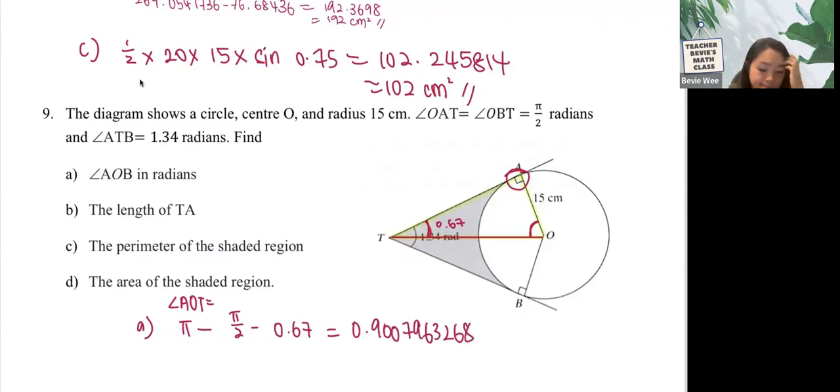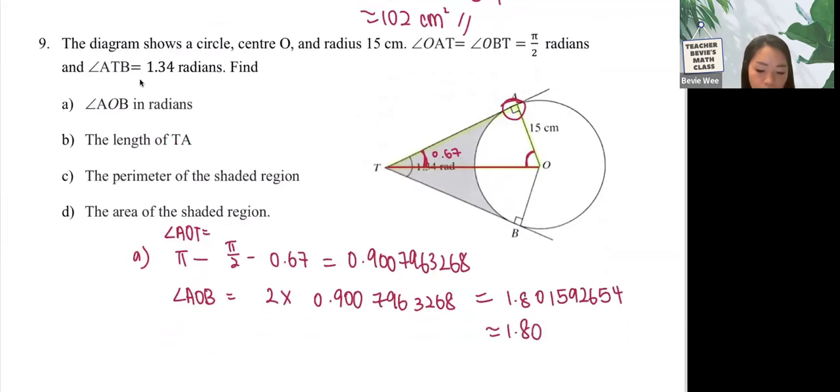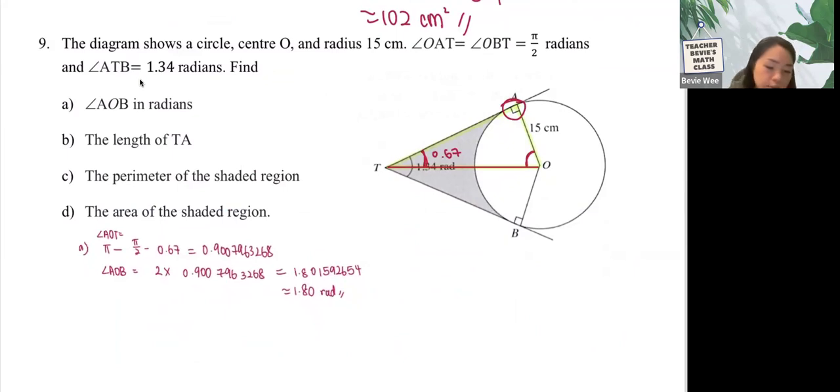I get this. Okay, but I want angle AOB. I have to take 2 of this value here. I get 1.801592654. And angles, it's rounded off to 3 SF for radian mode. This is it.